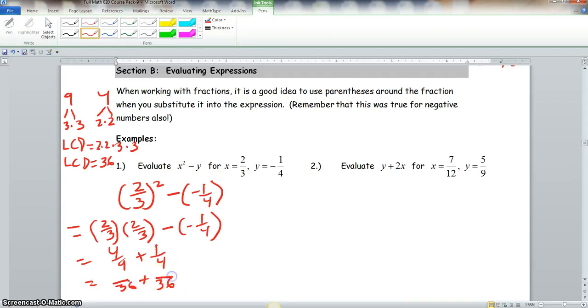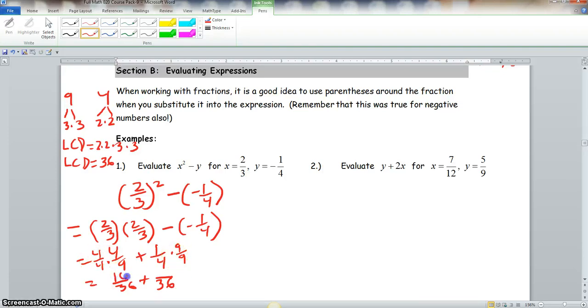Now, again, we take the new denominator divided by the old denominator. 36 divided by 9 is 4. So we multiply our numerator and denominator by 4. And then 36 divided by 4 is 9. So we multiply our numerator and denominator by 9.